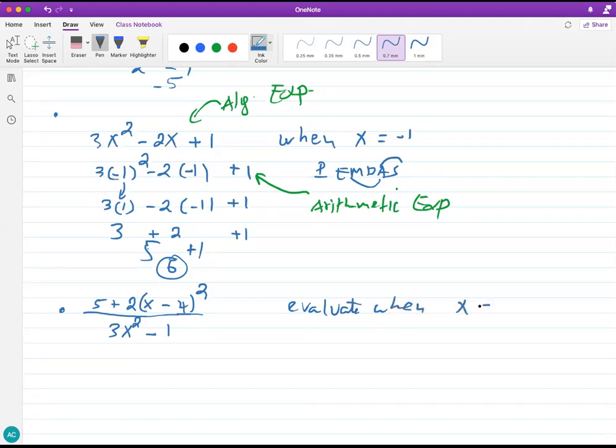When x, for example, is maybe 1 or 2, okay? When x is 2. So we're going to take the x again. We're going to plug it all over the place here. Wherever there's an x, we substitute that with its given value. Then once we do that, it turns into an arithmetic expression, which we can simplify using the order of operations as we did earlier.